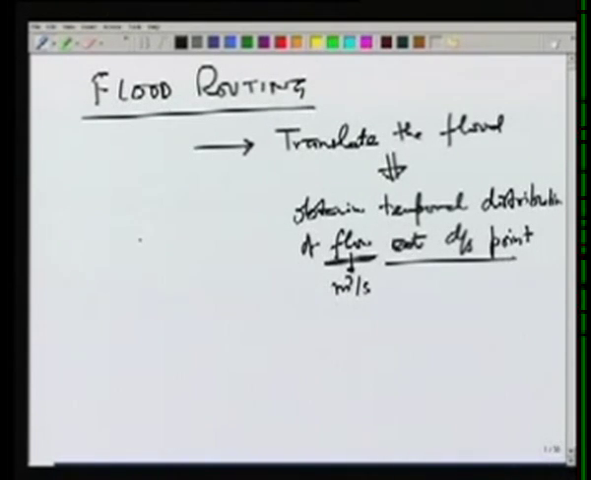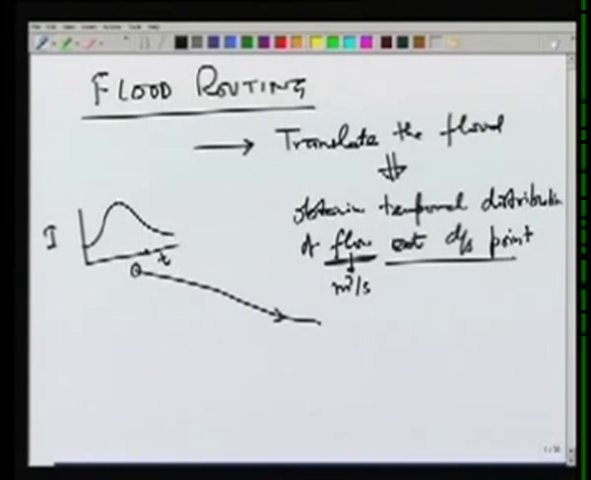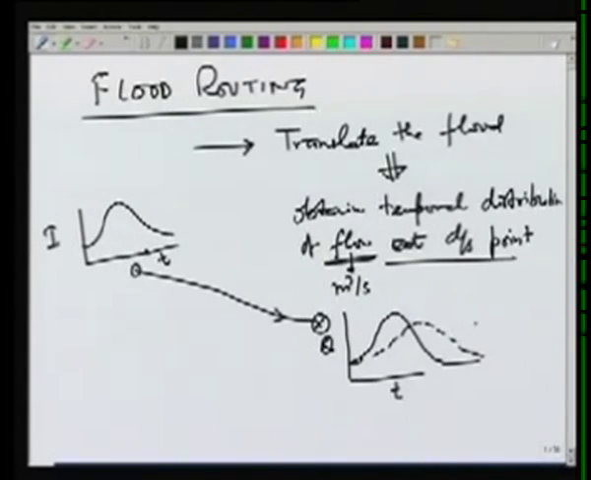So, for example, if we have a channel and we know the temporal distribution of discharge, let's call it the inflow, and at this point we want to obtain the temporal distribution of the outflow, which we can call Q. How will it look? Will it be like this or will it be like this? So the purpose of flood routing is to obtain or estimate this distribution of Q.